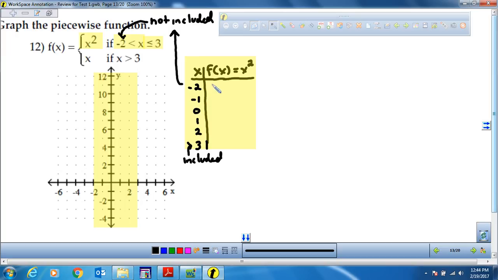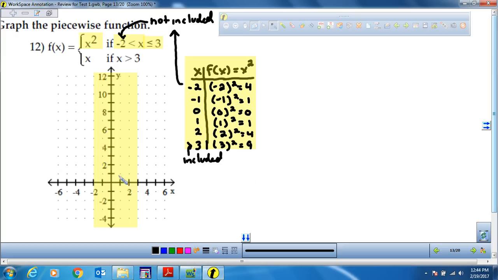So x squared, that's the function, that's how we're going to get the value of y. So when x is -2, squared gives me a +4. -1 squared gives me a +1. 0 squared gives me a 0. 1 squared gives me a 1, and 2 squared gives me a 4, and the last one, 3 squared, gives me a 9. So let's graph that piece of a parabola.